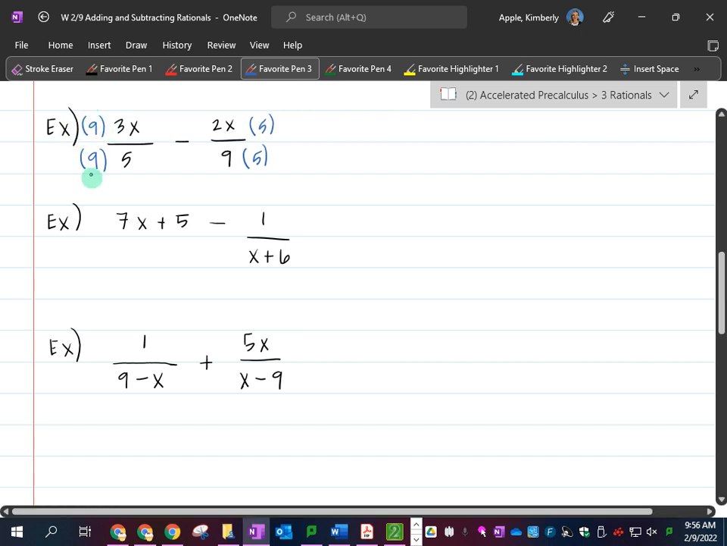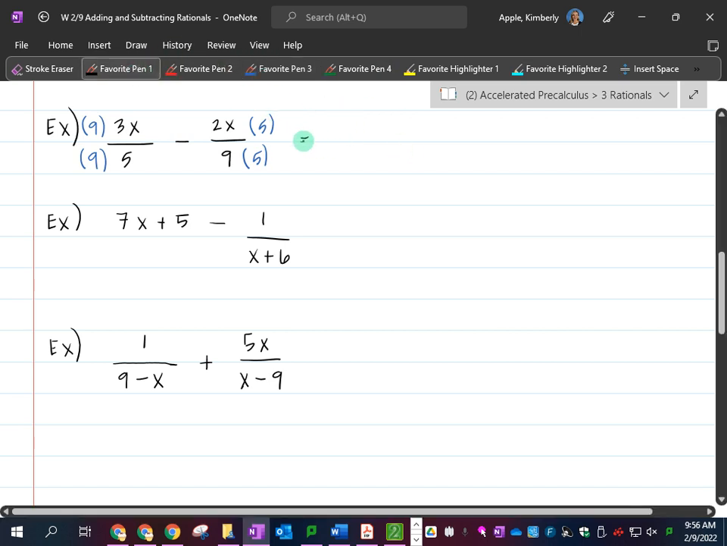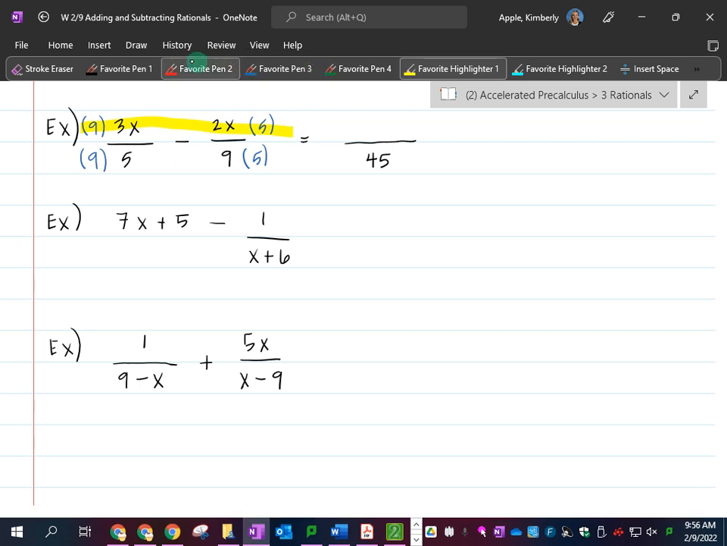Does it matter that the 9s are on the left and the 5s are on the right? No, it's multiplication. Multiplication is commutative. You can go either way. So what's my common denominator then? 45. So we're just going to write a single fraction with 45 as the denominator, and then I'm going to combine the top.